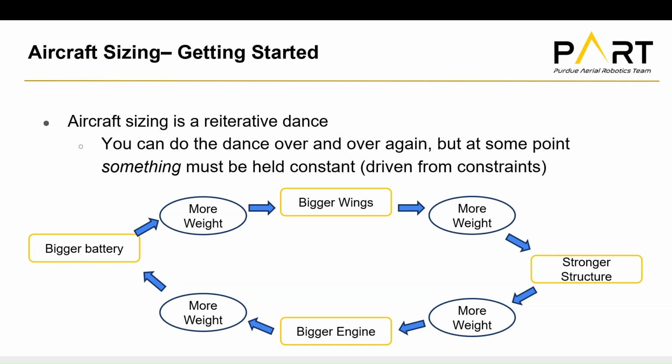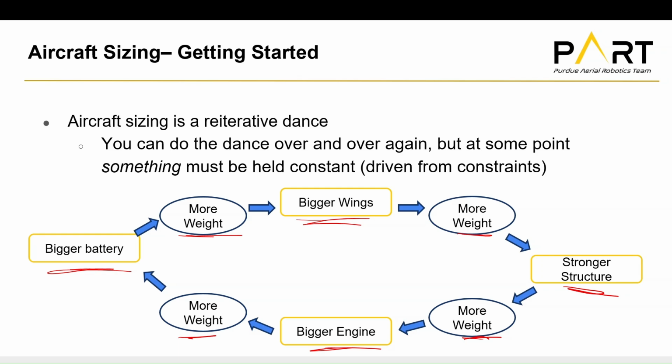So if you had no constraints, and there's nobody telling you, hey, your wings can't be bigger than this, then you could continuously go around this circle of finding out that your weight's gone up a bit and you need to have some bigger wings, which means more weight, which means you might need stronger structure, which means more weight, which means you find out to get your range you need a bigger engine, which means more weight, which means you need a bigger battery to uphold that bigger engine, which means more weight. So you can keep on going around in this circle.